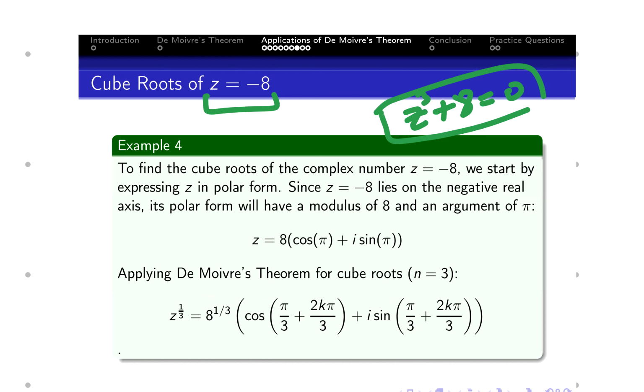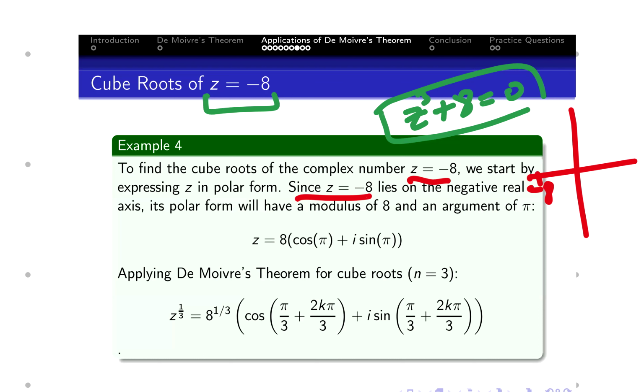Since z is -8, it lies on the negative real axis, okay? So it's like you have something like this. You have -8 somewhere around here, so it lies on the negative real axis. So its polar form will have a modulus of 8, so our r is going to be 8.